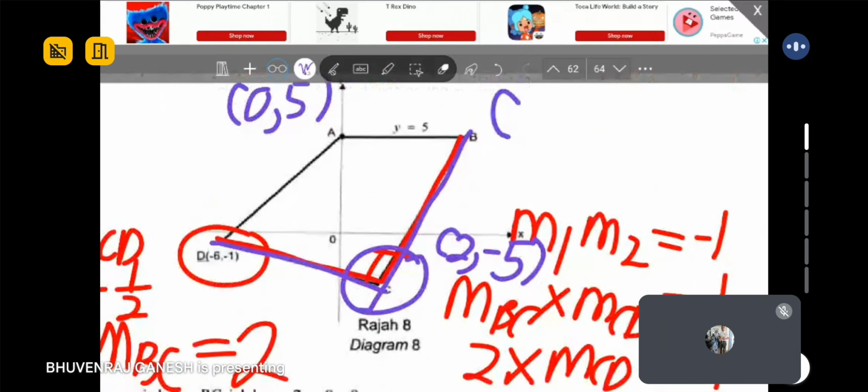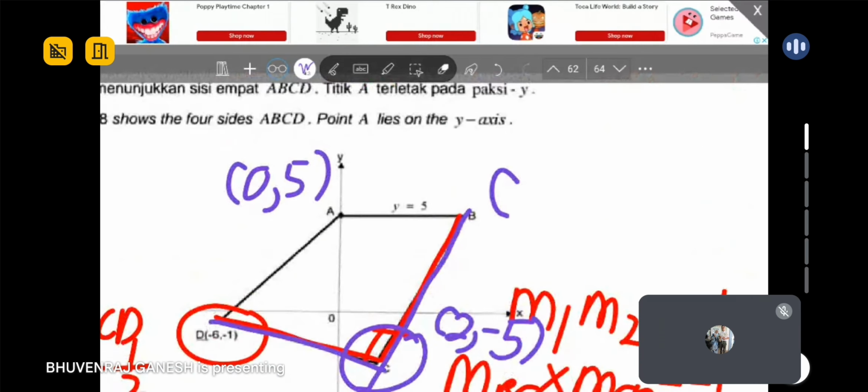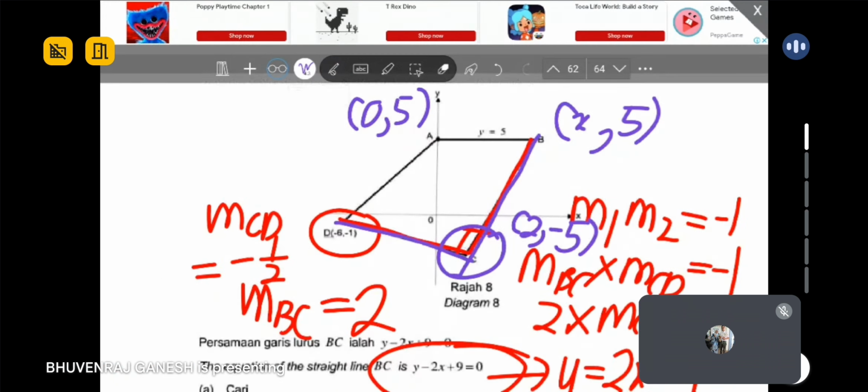How to find it? We know the y coordinate, right? We know the y coordinate of B is 5, but we don't know the x coordinate. So what should I do to find x? The coordinate is like this now. So anyone? How to get the x? Who knows? Come on, guys. How to find the x value?